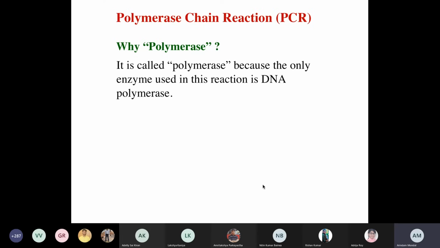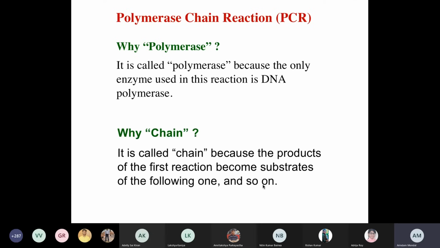Because as you have seen, in the DNA replication process, you need different enzymes. You need helicase, topoisomerase, primase, DNA polymerase 3, DNA polymerase 1, then DNA ligase, everything. A lot of different enzymes, right? But for this in vitro, artificial synthesis of DNA, you need one single enzyme, and that is the DNA polymerase. You don't need anything else. That's why it's called polymerase chain reaction, because polymerase is the single enzyme used in this reaction. And why chain reaction?